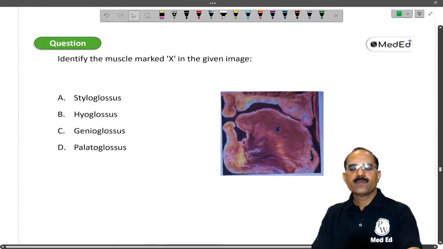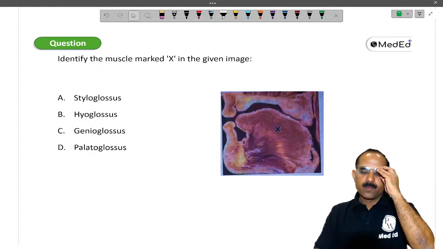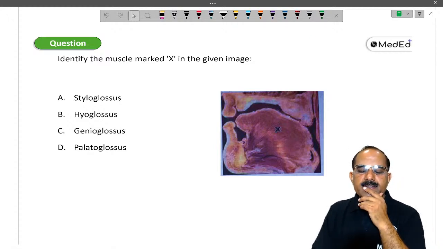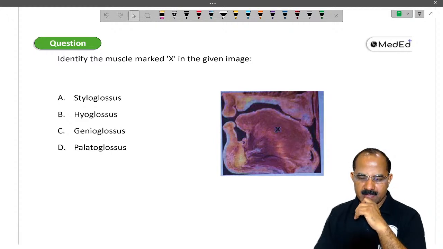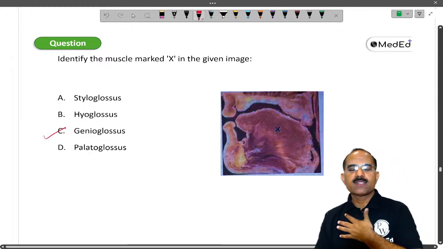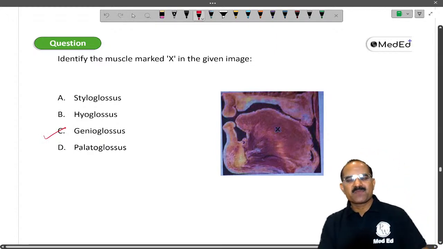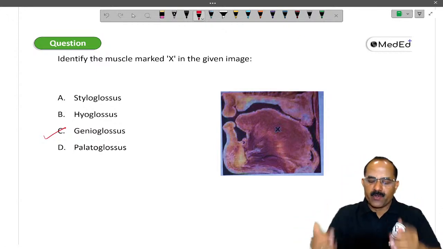चलो बच्चों आंसर कर रही है. This is an easy MCQ. Identify the muscle X marked in the given image. Answer this. Genioglossus. Very good. And what is the action of genioglossus? Bachcho, what is the action of genioglossus? It protrudes the tongue.